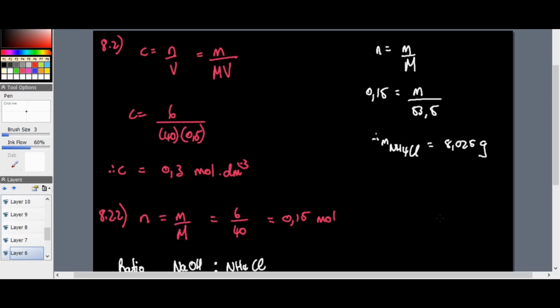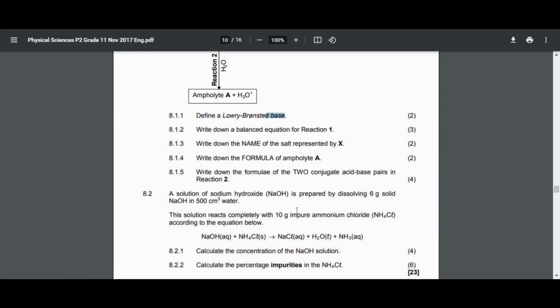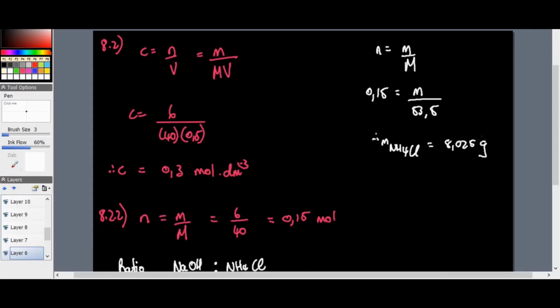Okay, so we got that. We should be cool. Let's see what else we have here. They say the solution reacts completely with 10 grams of impure ammonium chloride. What we just calculated was the amount of, sorry, not hydrochloric acid. I think I saw chlorine and then I went straight to HCl, so I do apologize.